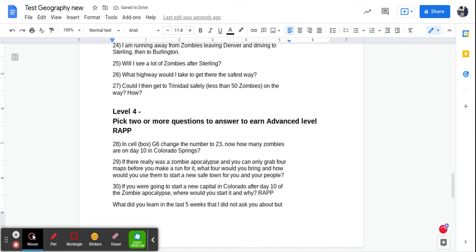Okay, number 30. If you were going to start a new capital in Colorado after day 10 of the zombie apocalypse, where would you start it and why? So if you could pick anywhere on your map after day 10 of the zombie apocalypse, where would you start a new capital of Colorado and why? Make sure you wrap.